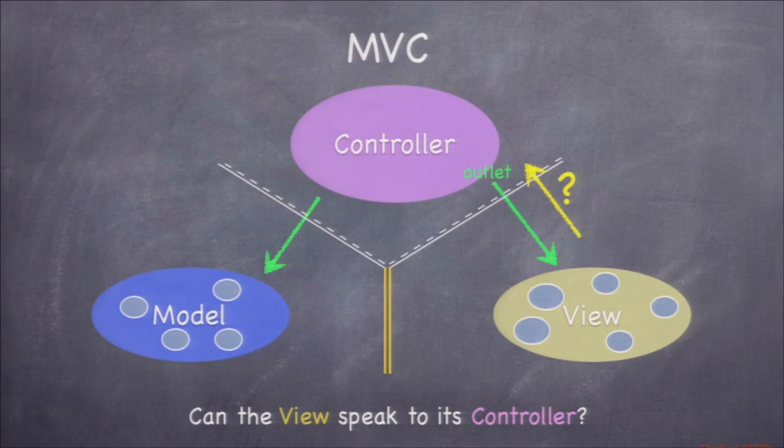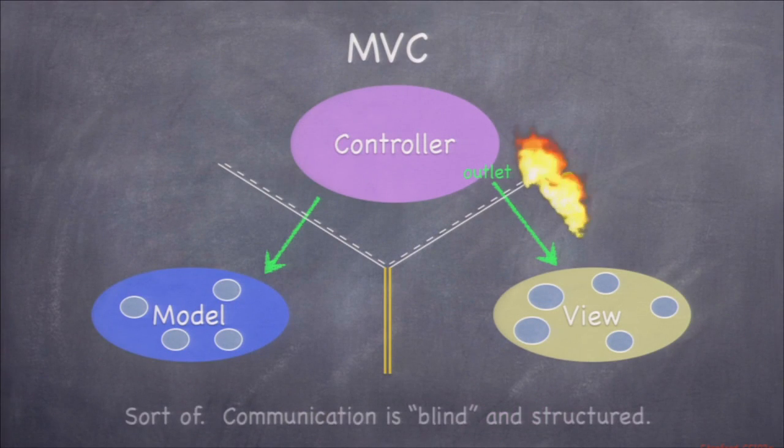What about the view talking back to the controller? You've got these generic view objects like buttons. Can they talk to the controller? Well, yes, they can, but they have to be careful because the view objects are generic. So they can't really know much about the controller. They can only communicate back to the controller in a blind way, where they don't know the class of the thing they're talking to, and in a structured way, a way where we all agree we're going to communicate this way, between the view and the controller.